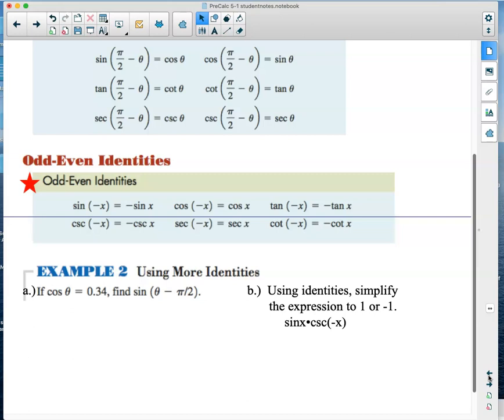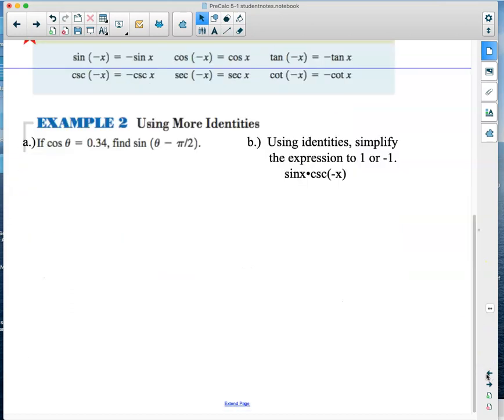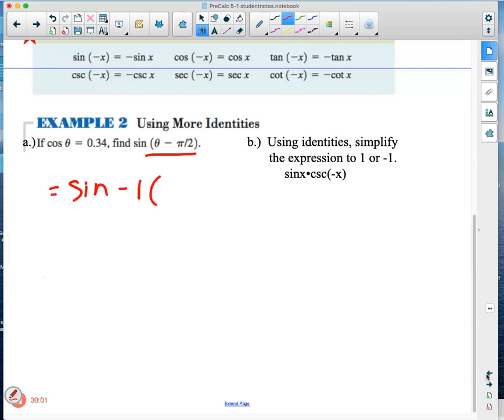So example 2 says we've got some more identities now. Let's see what we can do with them. And like I said, look what they did. They're thinking, you're new to this. You're not going to catch that. Yeah, we're going to catch it. So we would have to factor out a negative to make that look the way that it's supposed to look.